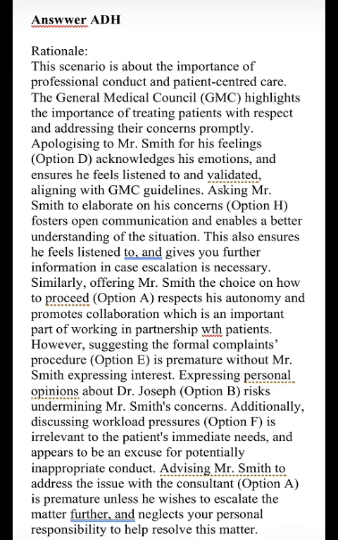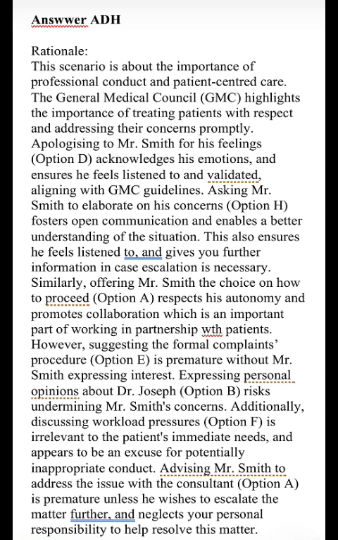To understand this scenario, it is about the importance of professional conduct and patient-centered care. The General Medical Council highlights the importance of treating patients with respect and addressing their concerns promptly. Apologizing to Mr. Smith for his feelings, option D, and addressing his concerns acknowledges his emotions and ensures he feels listened to and validated, aligning with the GMC guideline.